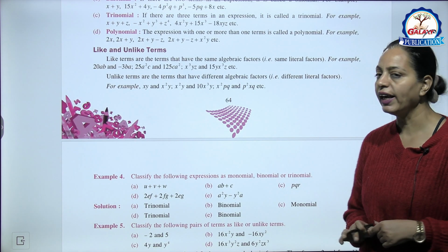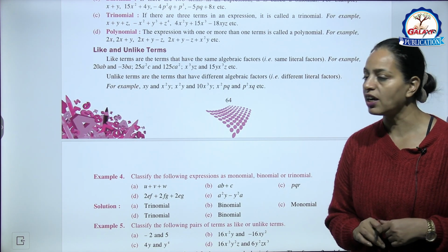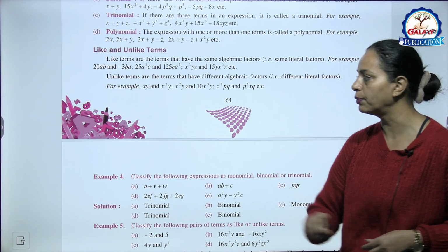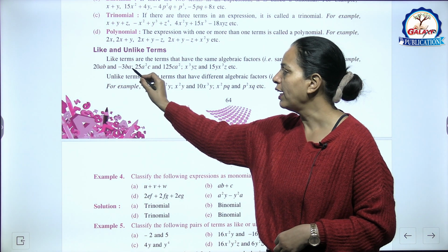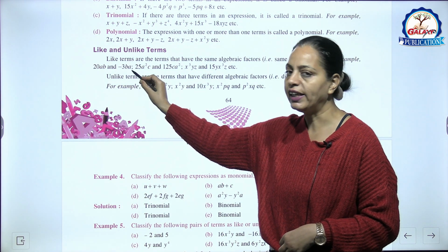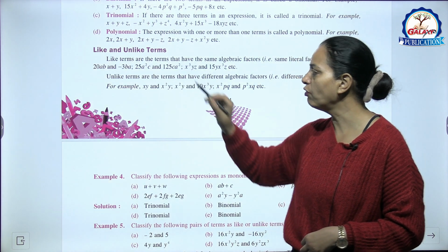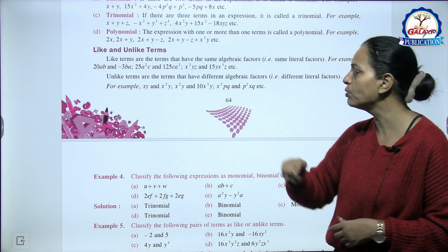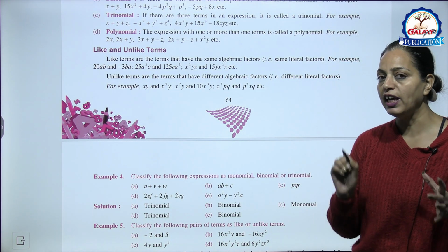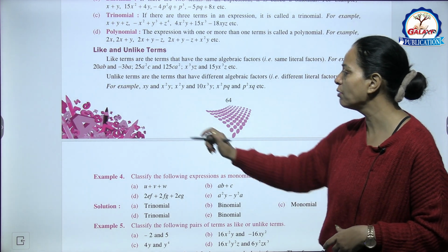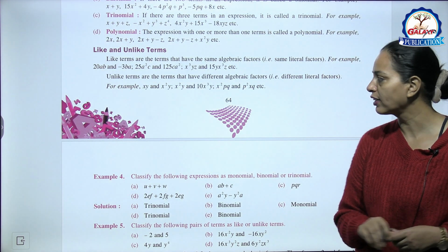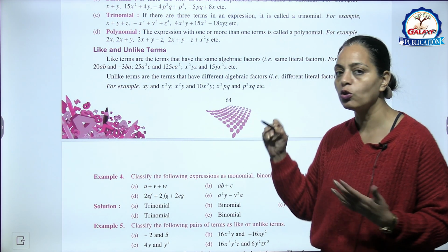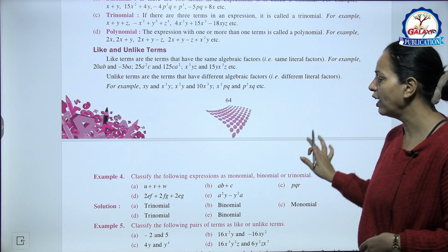Now here, like and unlike terms. Like terms are the terms that have the same algebraic factors, that is, same literal factors. For example 20ab and minus 3ba, ab and ba same thing, so these are like terms. 25a square c and 125ca square, these are like terms. X cube yz and 15y x cube z, these are like terms. Variables should be same, okay. And unlike terms means the terms that have different algebraic factors. For example xy and x square y and 10x cube y, so these are different, so these are unlike terms.